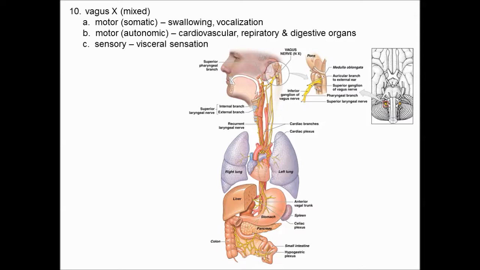And finally, our visceral sensation is dependent on this. So gastric pain and pain from the viscera is conducted through this nerve also. So that's cranial nerve number 10. And of course, it comes from nuclei in the medulla. So the cardiovascular center and respiratory centers that are in the medulla come from this nerve.